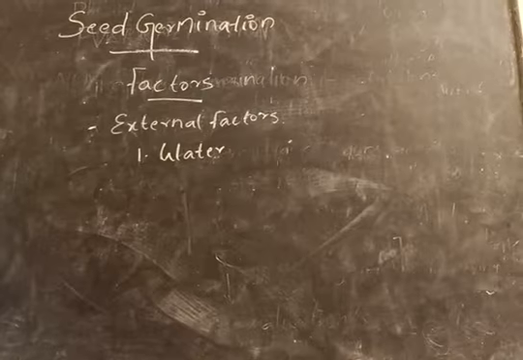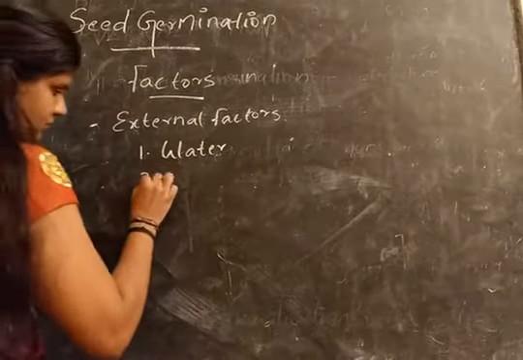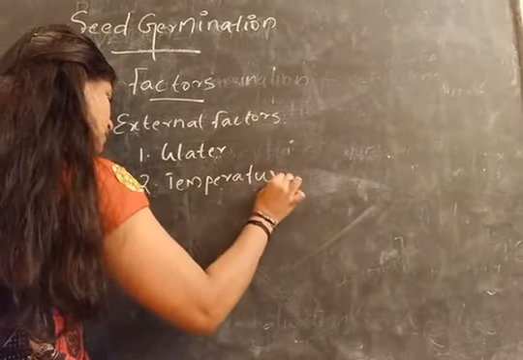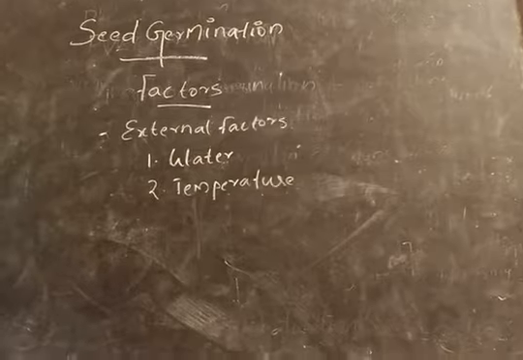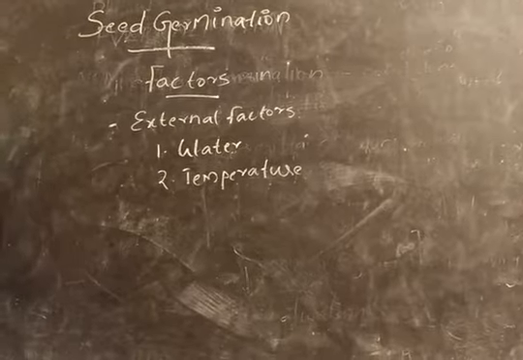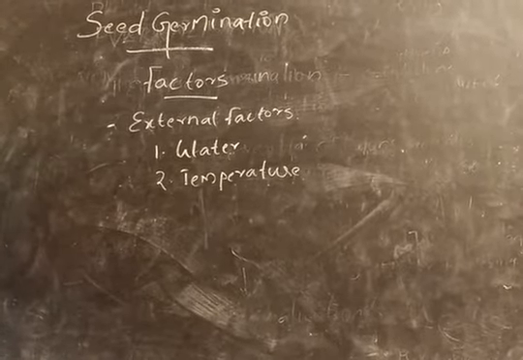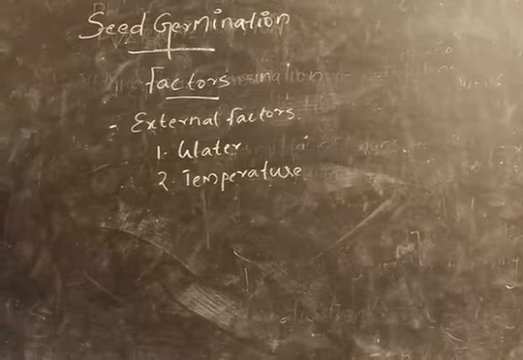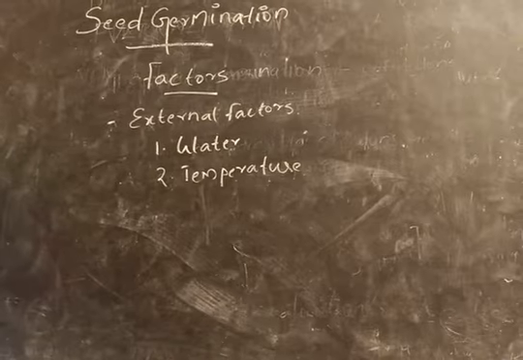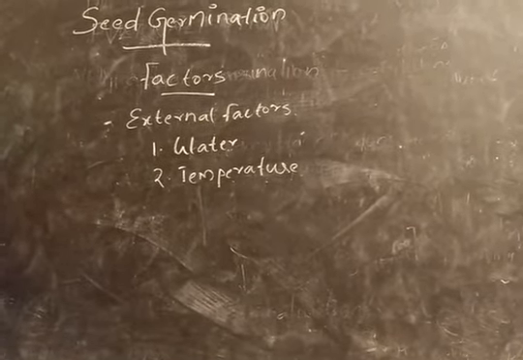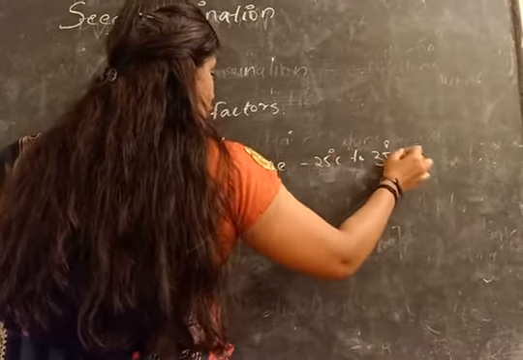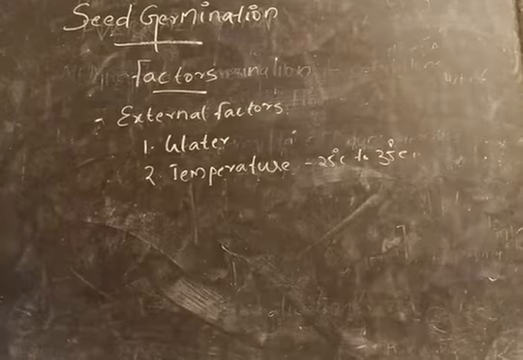The second external factor is temperature. The seeds fail to germinate at very low temperature and at very high temperature. So an optimum temperature is required for the germination of seeds. Optimum temperature means 25 degrees Celsius to 35 degrees Celsius, which is required for the germination of seeds.